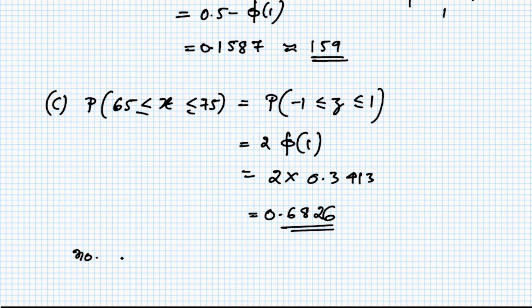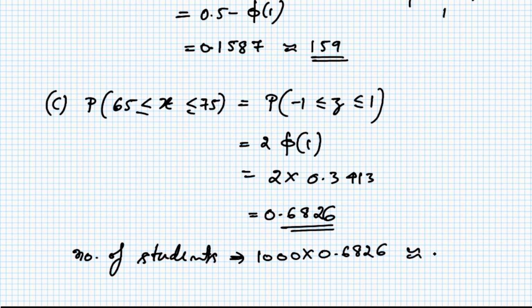So the number of students should be 1000 times 0.6826. So approximate that to 683. Some comes slightly more than what is expected, 1001 I guess, but that's just because of the truncation of the decimal points. Otherwise we will get the correct answer.